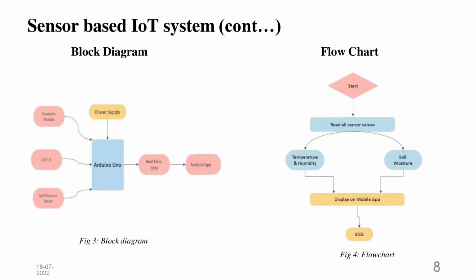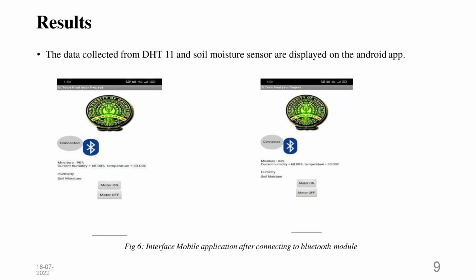This is the block diagram and flowchart of our sensor-based IoT system. First, Arduino is connected to DHT11 sensor and soil moisture sensor and Bluetooth module. Then DHT11 sensor and soil moisture sensor send the different sensor values to Arduino, and we can show this data in the Android application. These are the results of our mobile application that we have developed in the first phase, and different sensor values, that is moisture, current humidity and temperature, are displayed on our mobile application.